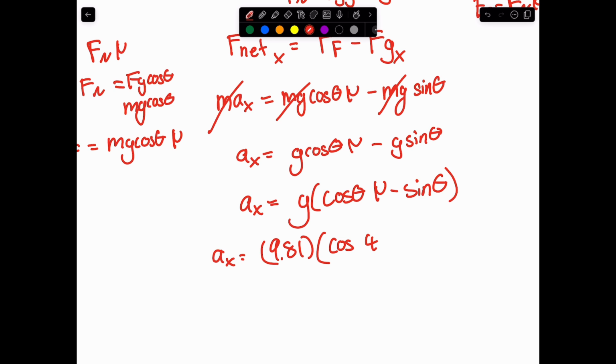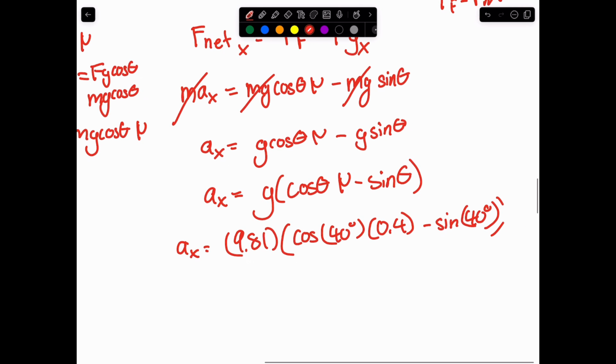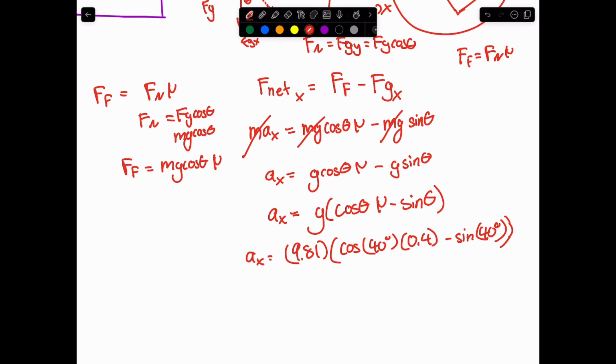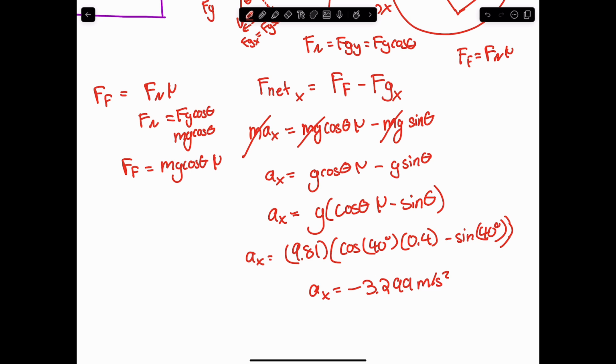Cosine, our theta is 40 degrees. Mu is 0.4 minus sine of 40 degrees, sorry. And you can take out your handy dandy calculator, which I'm about to do. 0.4 times cosine 40 minus sine 40, all times 9.81. And you can calculate that ax is equal to negative 3.299 meters per second squared.